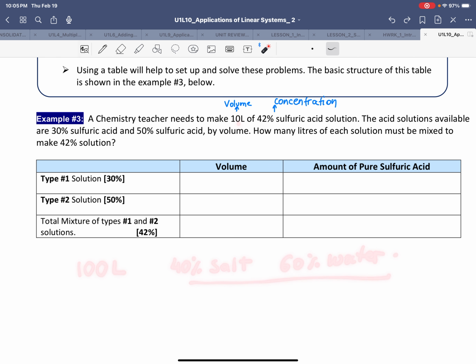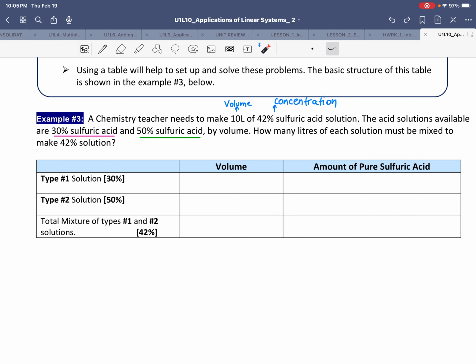Now, the acid solutions available are 30% sulfuric acid and 50% sulfuric acid by volume, because we're using volume in this case. We're not using mass. That's the meaning of by volume, and that's why we say here by volume. Now, how many liters of each solution must be mixed to make a new solution of 42% in concentration?